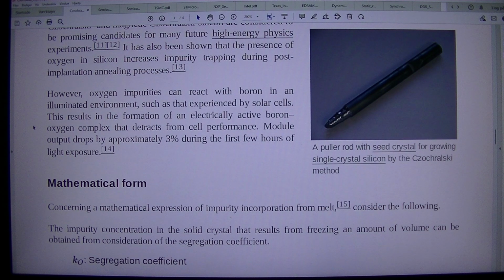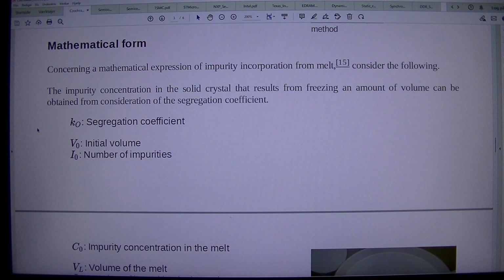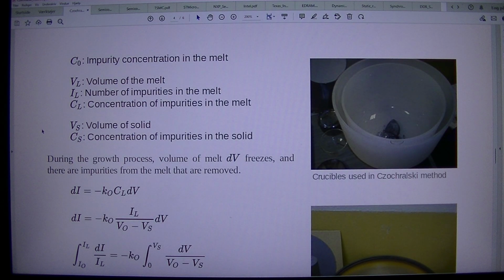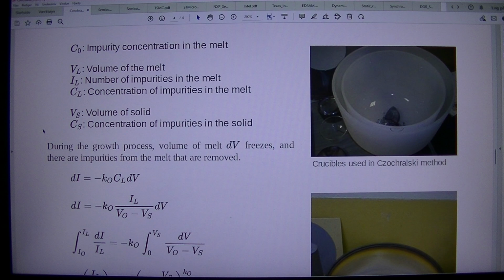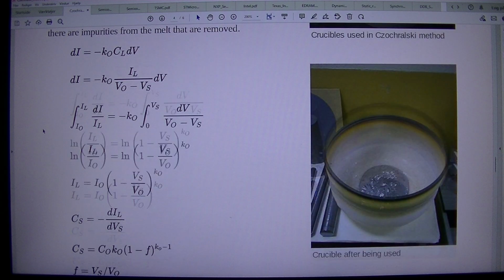Mathematical form. Concerning a mathematical expression of impurity incorporation from melt. Consider the following. The impurity concentration in the solid crystal that results from freezing an amount of volume can be attained from consideration of the segregation coefficient. Segregation coefficient, initial volume, number of impurities. Crucibles used in the Czochralski method. Crucible after being used. Impurity concentration in the melt, volume of the melt, number of impurities in the melt, concentration of impurities in the melt, volume of solid, concentration of impurities in the solid during the growth process, volume of melt freezes, and there are impurities from the melt that are removed. See also float zone silicon.